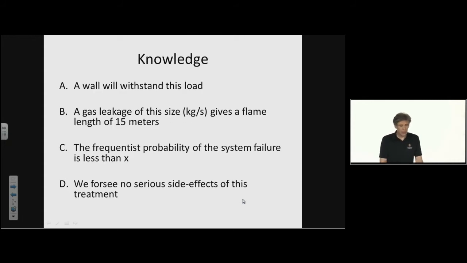These are some examples trying to illustrate that knowledge and justified beliefs always have to deal with uncertainties in some way or another. Any statement that we're talking about is linked to uncertainties in some way. Look at these examples, the first one and the second one. A wall will withstand this load. A gas leakage of this size gives a flame length of 15 meters. We have done a lot of experimentation to get these kinds of results.